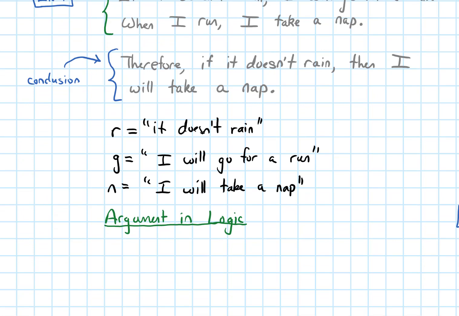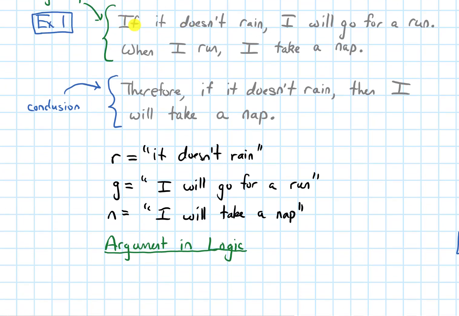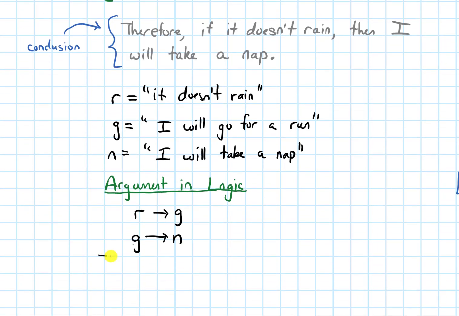Alrighty, so the structure of our argument is, the very first sentence is, if it doesn't rain, then I will go for a run. Which is, if R happens, then G happens. The next sentence says, when I run, then I will take a nap. So that's if G happens, then N happens. So I'm going to write that underneath it. So we have these two givens. And then I'm going to put a line. And then underneath that, I'm going to put a symbol, three dots. This is a mathematical symbol for therefore. These three dots mean therefore. And then my conclusion is, if it doesn't rain, then I will take a nap. Which is, if R happens, then N happens.